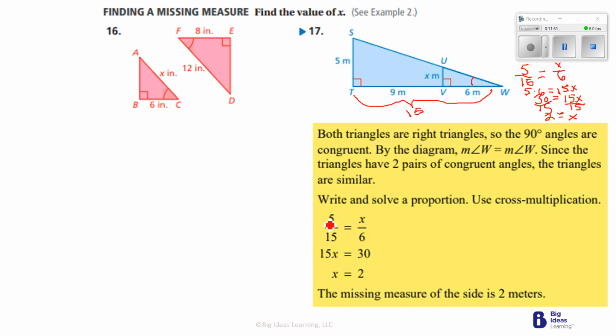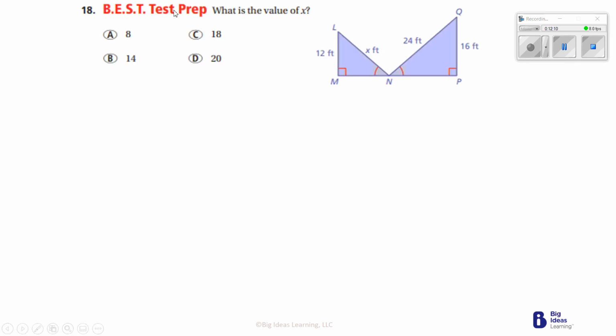They cross multiplied, and they got 5 over 15 equals x over 6. They multiplied 5 times 6 to get 30. Then 5 times x to get 15x. And they divided 15 from both sides to get 2. All right, let's move on. That's number 18. That's for you to do.